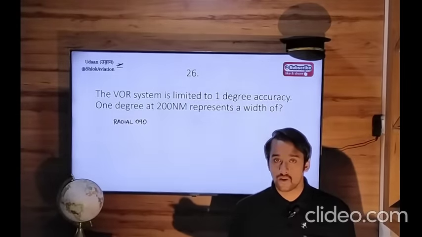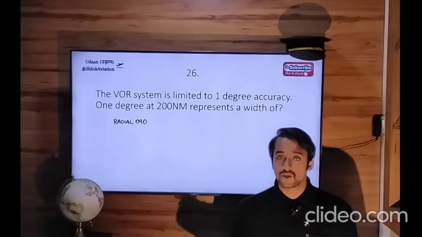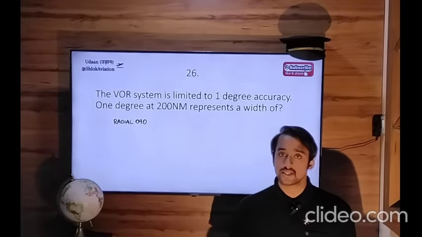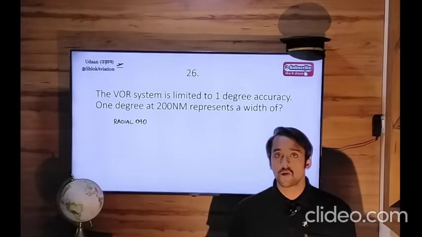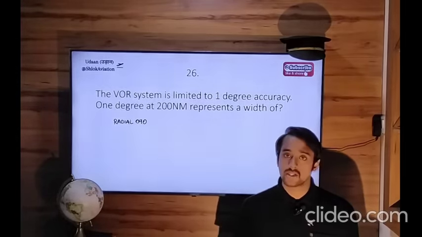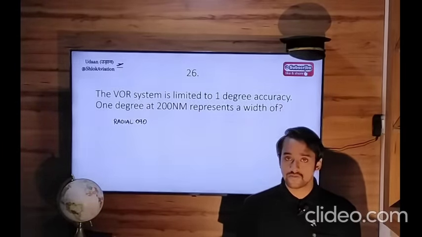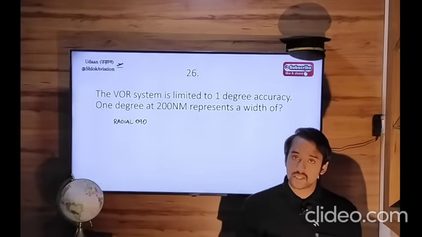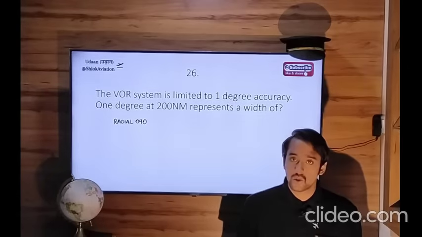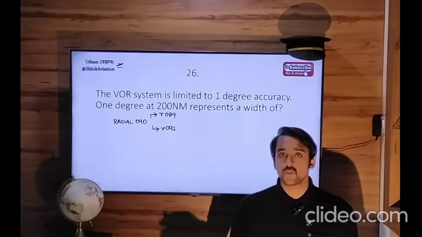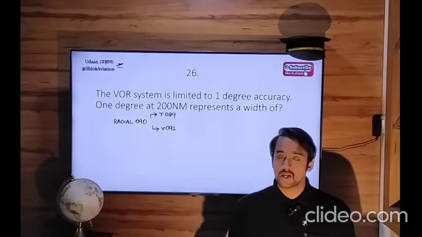That is radial 090. But no system is perfect, so there is always an error. There is always some range of accuracy given. Here the question states that the accuracy limit is 1 degree for this particular VOR. So although you are on radial 090, the OBS selector or the CDI indication given by the airborne equipment will be plus 1 degree, minus 1 degree. The airborne equipment may indicate that you are on radial 089 or radial 091. So this is how it is 1 degree accurate. The error in the readings will be plus or minus 1 degree.